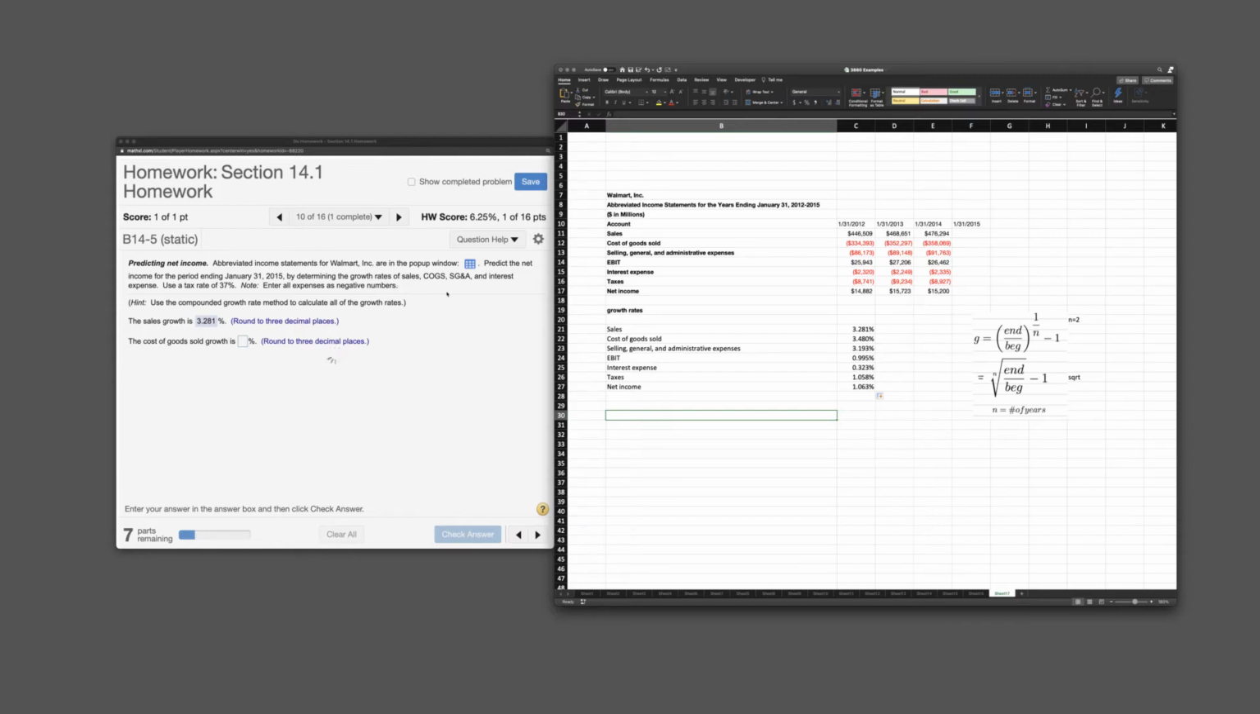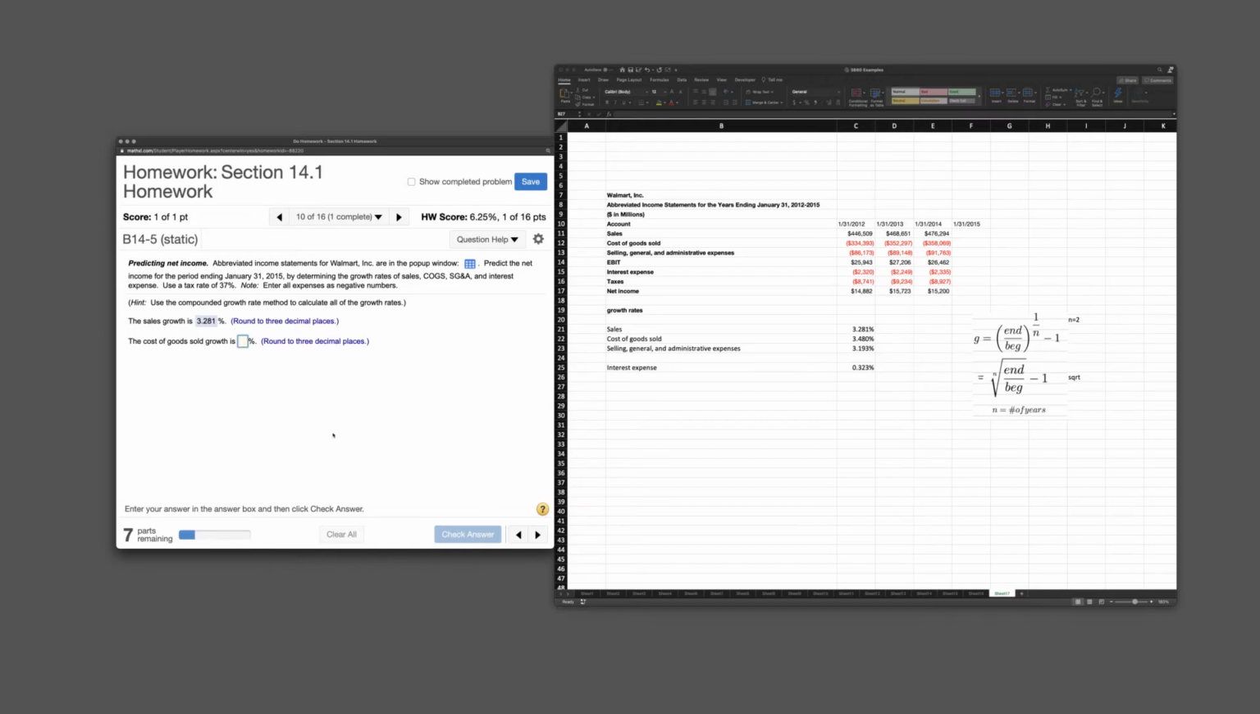Now, I'm just bringing these down, but remember, look at the question. We're only going to be using cost of goods sold, sales, selling, so we don't need to worry about taxes or net income. Interest expense we do. So these are basically the growth rates that we're concerned with. All right, so now that my computer stopped thinking for a moment, I can punch in my numbers.